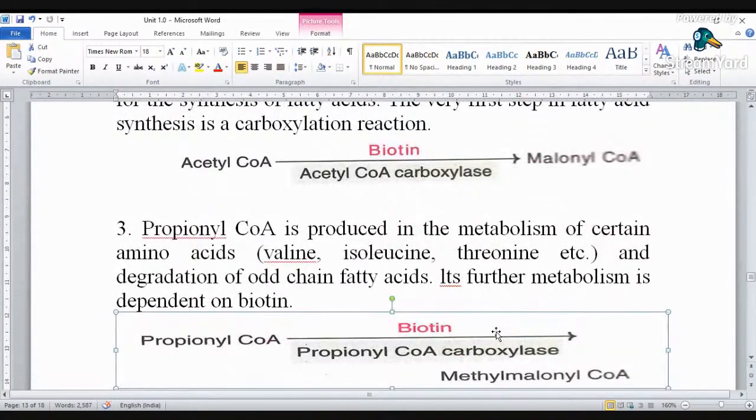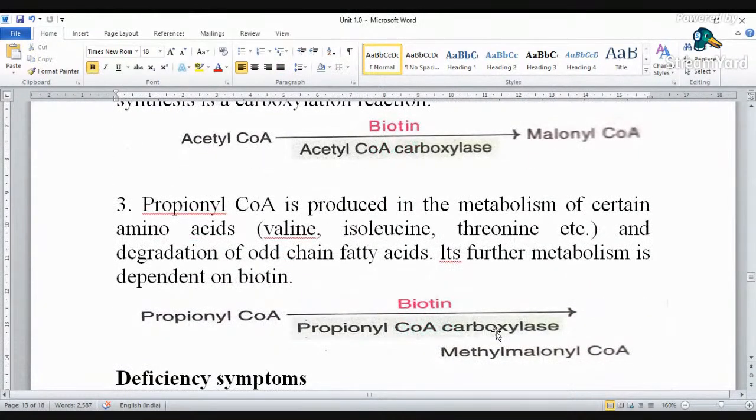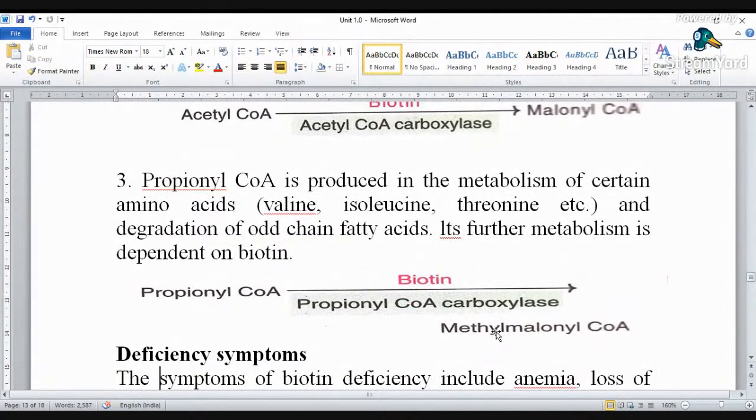Then propionyl CoA is produced in the metabolism of certain amino acids and in degradation of odd chain fatty acids. Its further metabolism depends on biotin, by the enzyme propionyl CoA carboxylase. This propionyl CoA is converted to methylmalonyl CoA. This is an important step in the metabolism of amino acids like valine, isoleucine, threonine, and in degradation of odd chain fatty acids.